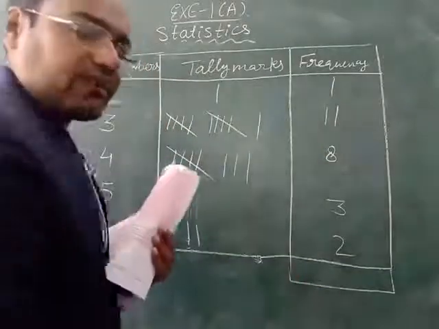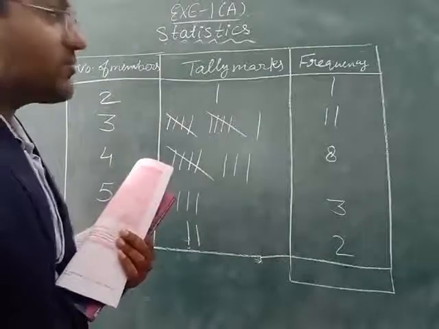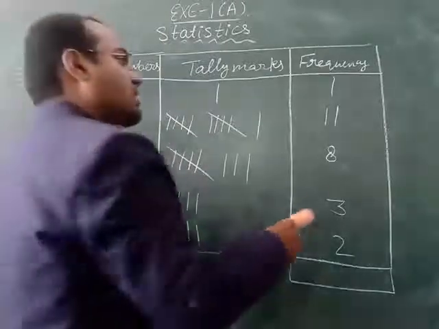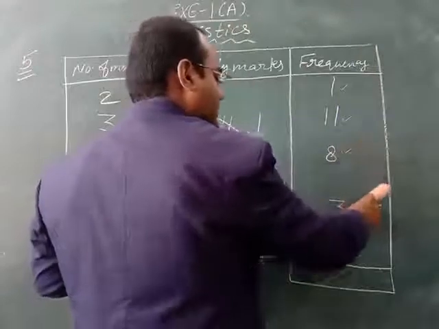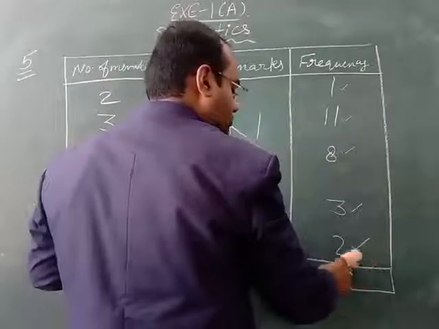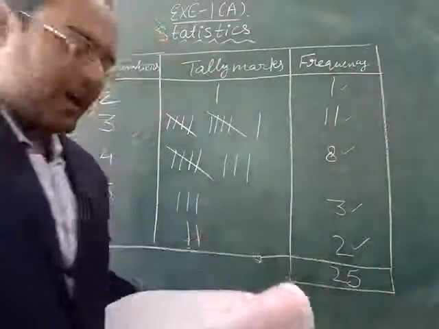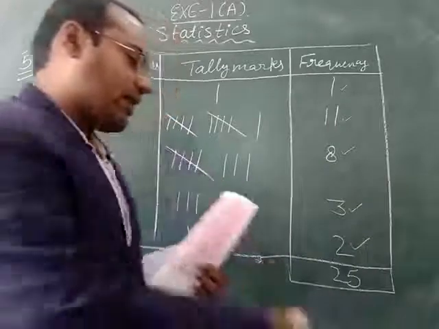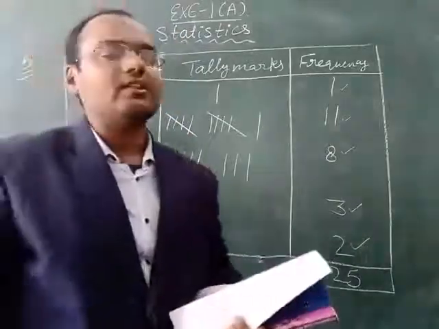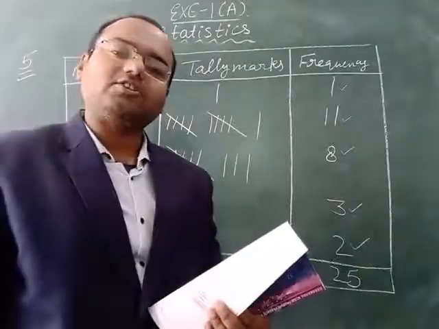At the end we have to check our answer, whether we have done it correctly or not. In order to check it, we will add all the frequencies. 11 plus 1 is 12, 12 plus 8 is 20, plus 3 is 23, 23 plus 2 is 25. So our total is coming 25, and in the heading of the question it is given there are 25 families, and our answer is also coming 25. That means we have done it correctly. So this is the frequency distribution table.